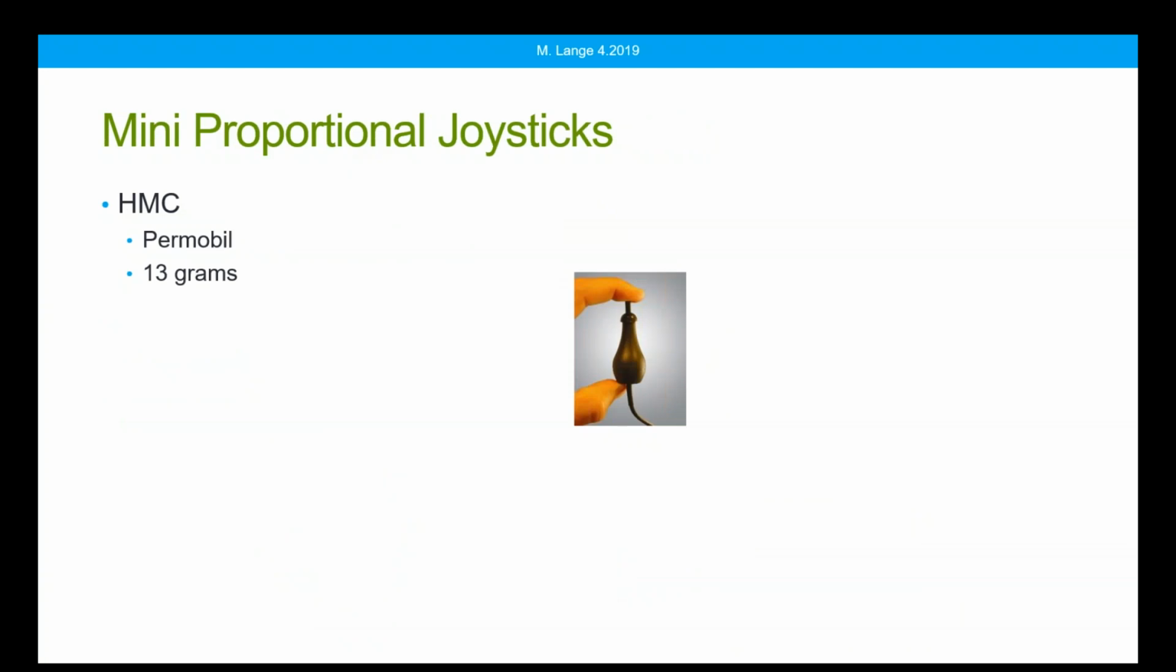HMC is now under the Permobil umbrella, and their mini proportional joystick has also been around for a long time. It requires about 13 grams of force. It's a great little joystick. One of the main challenges with this particular joystick is that it is not known to be very durable. Most of these mini joysticks are not too durable. It's important to protect them when we're mounting them from harm. If they get hit, if they get caught up during a transfer or hit in a doorway, they often will break.